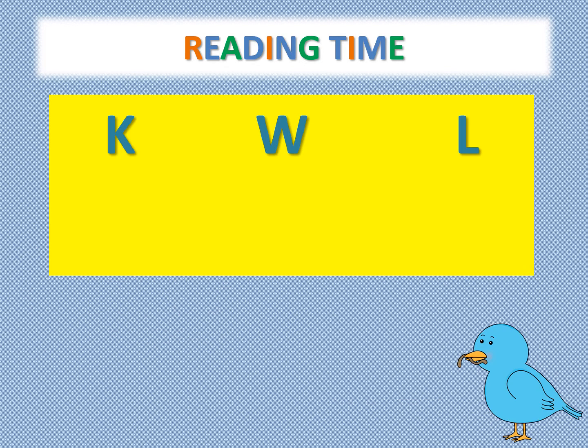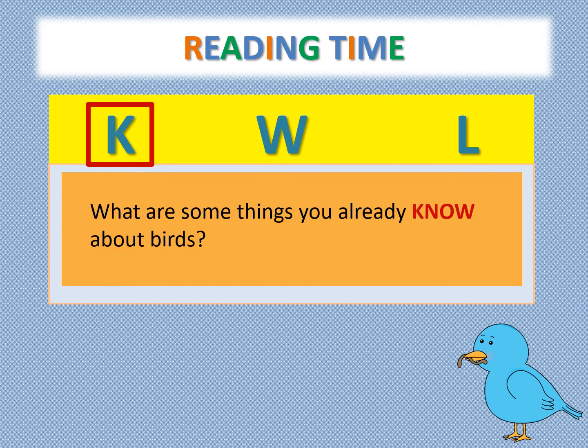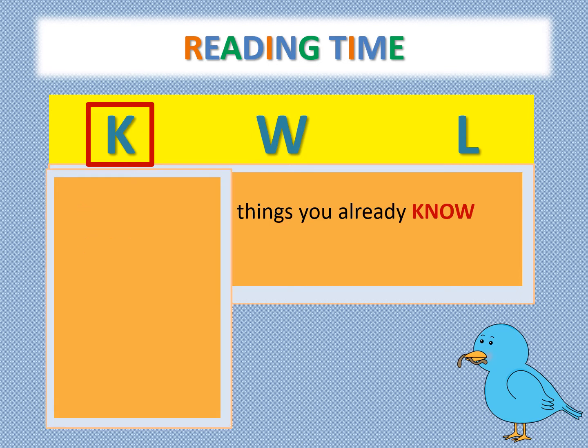So sometimes before we start reading, especially if we start reading about a new topic, we sometimes use a KWL chart. The first thing we need to do is think about what are some things we already know about birds. And we would list those underneath the K section of our chart. So think about some things that you could put in that section about what you already know about birds.